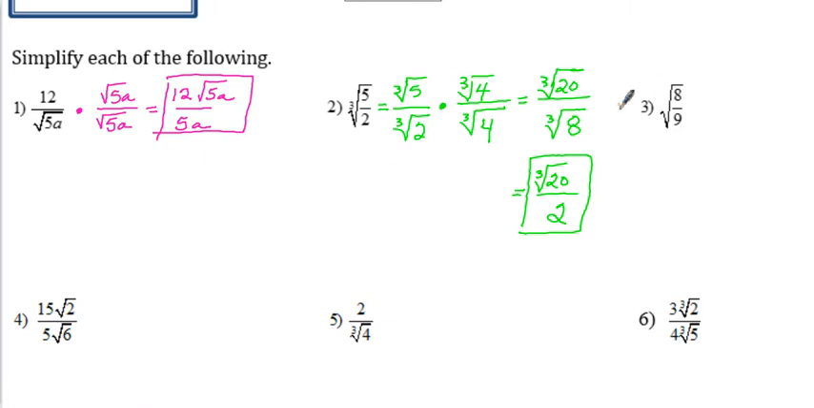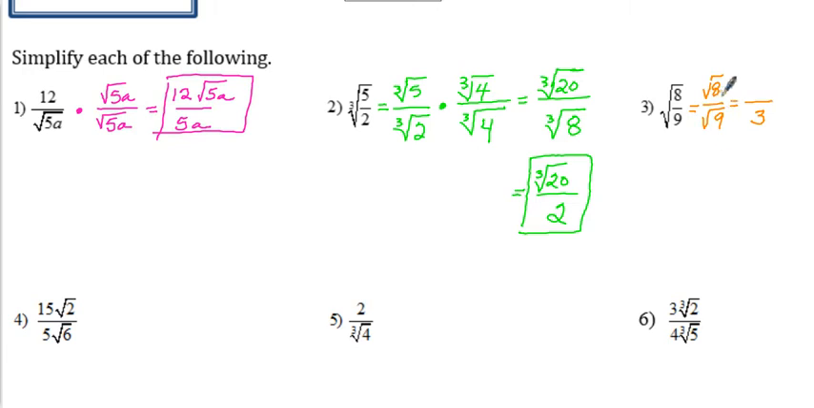Number 3 is an example in don't do more work than you have to. If you think of this as the square root of 8 over the square root of 9, the square root of 9 can immediately be turned into a 3, which is rational. That's fine. There's no more work to be done. There's nothing to multiply that by. So don't do more work than you have to. Do make sure that you simplify completely, though.